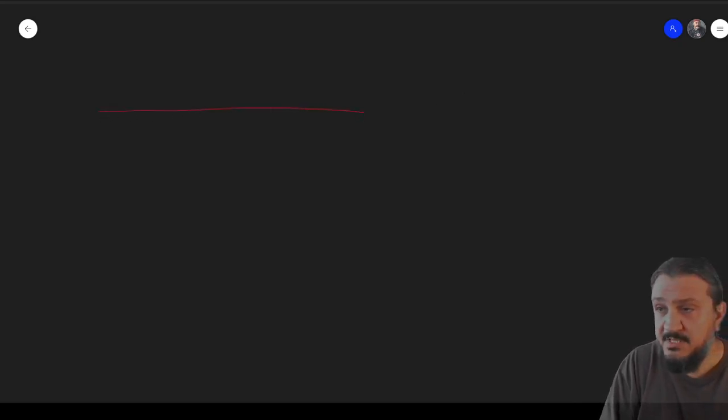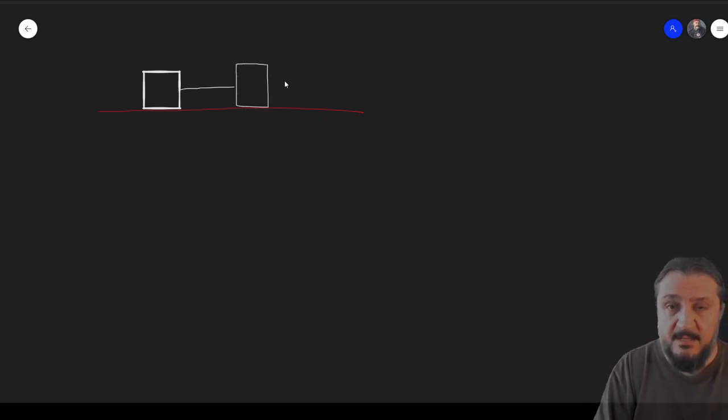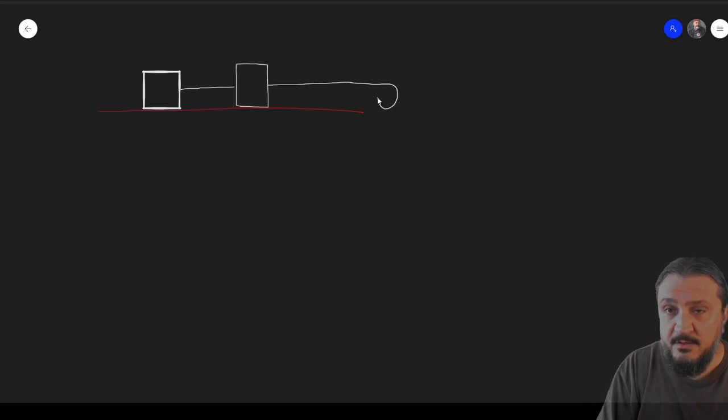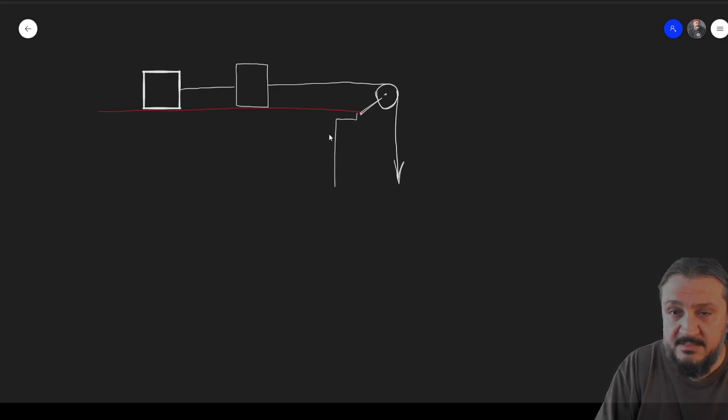Let's take two masses and let's put them on a table. These masses are connected with a rope. And then we have another rope on the right hand side. And let this rope go over a pulley, and now let's pull this downward. Okay, so this is actually a tabletop, and this pulley is attached to the edge of the tabletop here, like this.